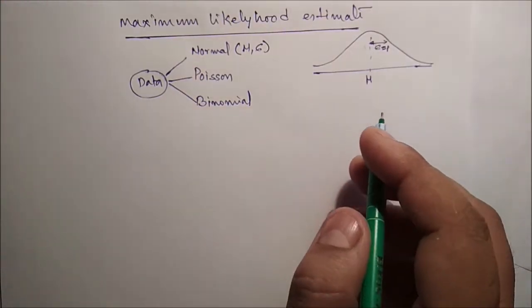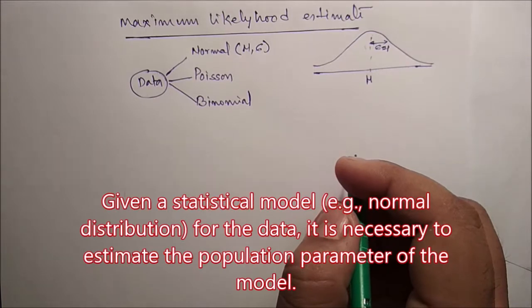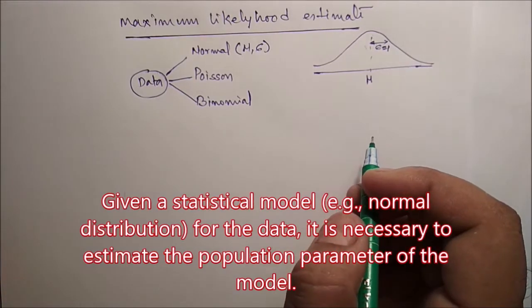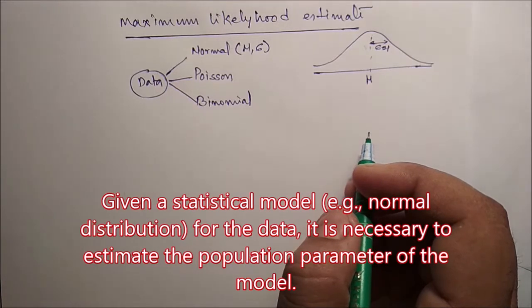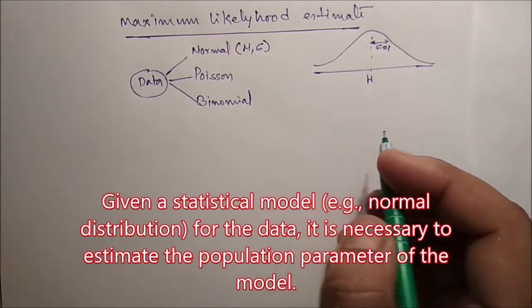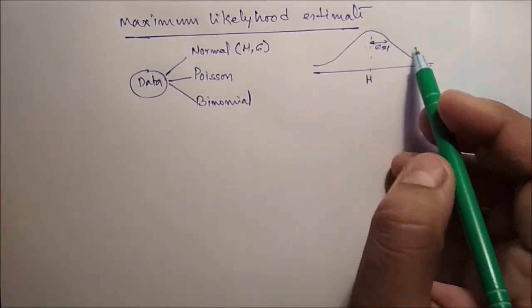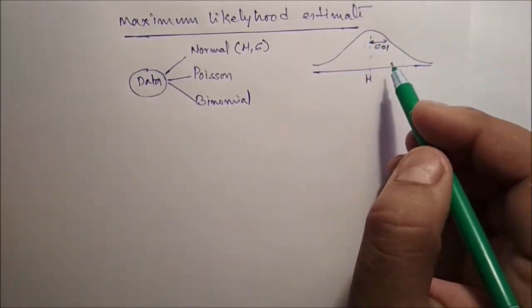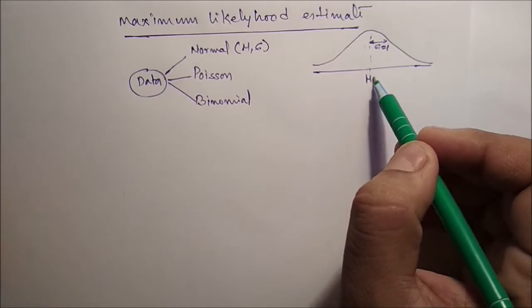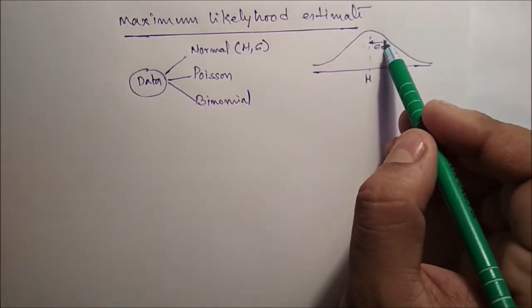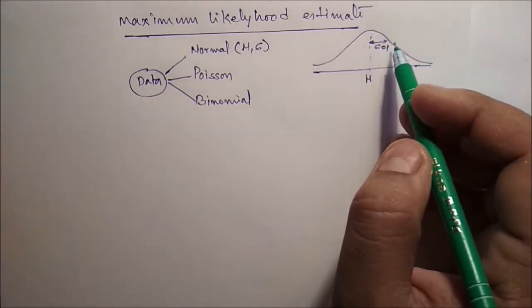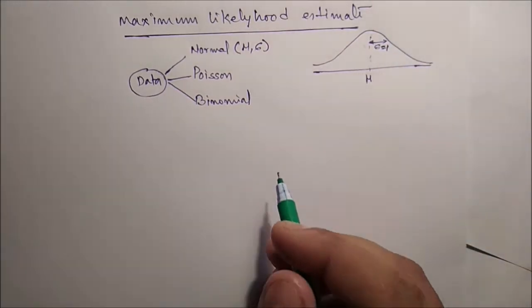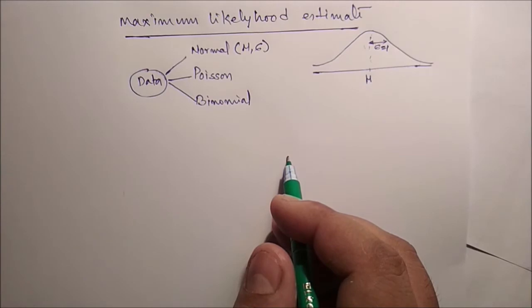Now in maximum likelihood estimation, given a statistical model, say the normal distribution for the data, it is necessary to estimate the population parameters of that model. Suppose this is our normal distribution, where this is the mean, where the height is maximum, and this is the standard deviation. Now it is a point estimation approach to estimate the population parameter.